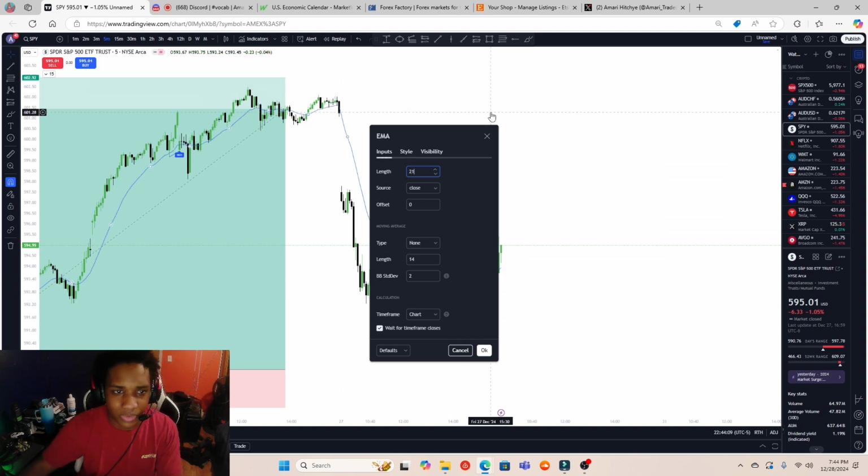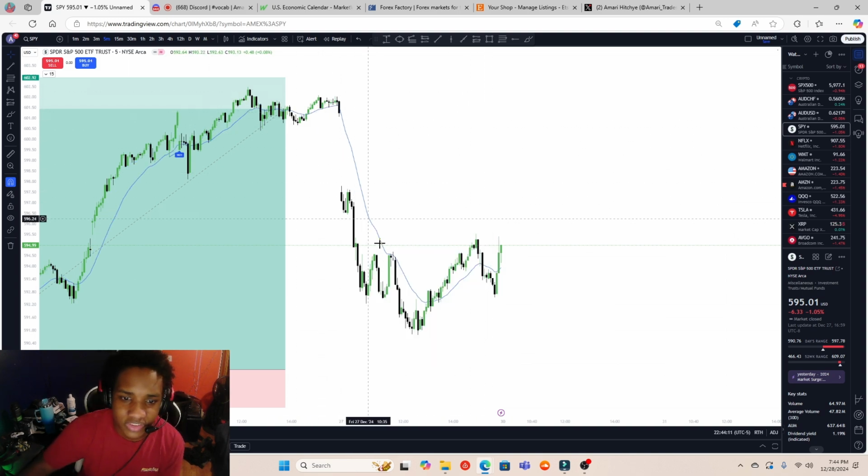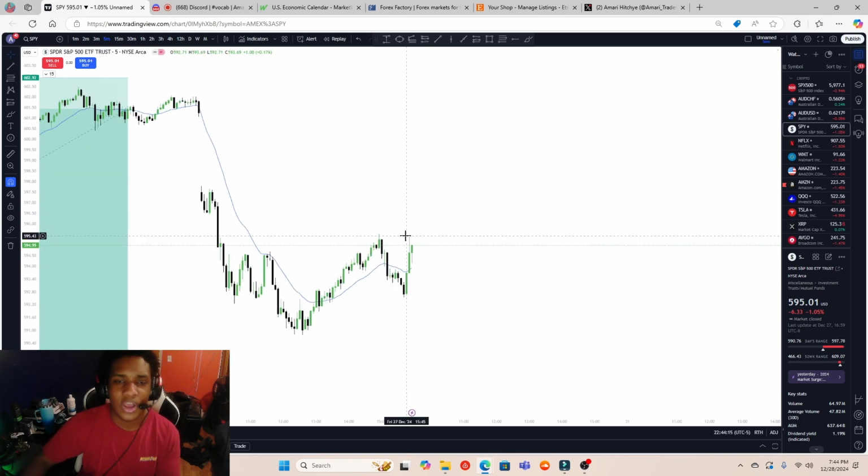I think it's a good balance. It's kind of at the price and kind of showing me what price action is doing, but it's not so up on the price where it's like, oh okay, I'm just going to follow whatever candle does this, this, and this. It's okay. I like the 21. You can use whatever you want. I'm using EMA on my charts.